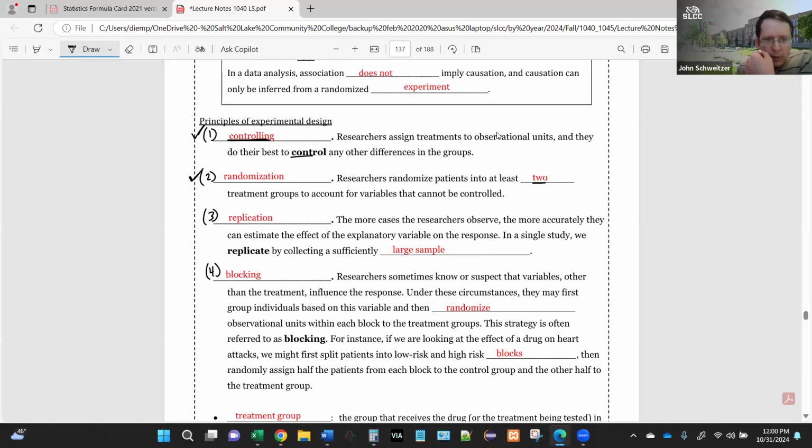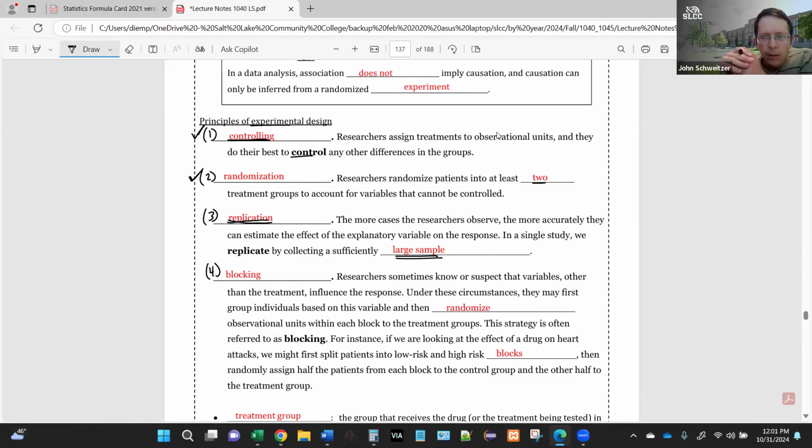The third principle is replication, and it's easy to get confused by this word. Some students assume that when we say replication, it means that you redo this study and prove that you get the same kind of results. That is replication, but it's a different use of the same word. When we say replication in experimental design, we simply mean that you have a large enough sample.